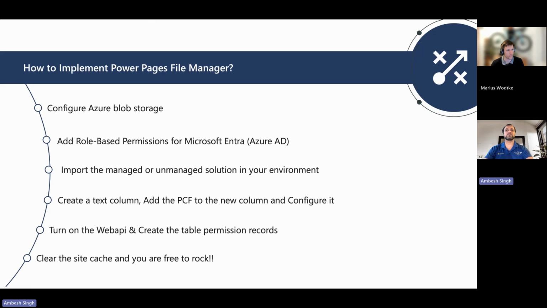Let's have a quick overview of how to implement the Power Pages file manager. Firstly, you have to configure the Azure Blob Storage. Then you need to add the role-based permission for Microsoft Entra, like Azure AD. Import the managed or unmanaged solution in your environment. Create a text column, add the PCF to the new column and configure it. Besides the configuration in this PCF form, you have to add the code components metadata to the form. Don't forget to turn on the web APIs there. Create table permission records, for example, contact, environment variable definition, and environment variable values tables. Additionally, if needed, clear the site cache and you are free to rock now.